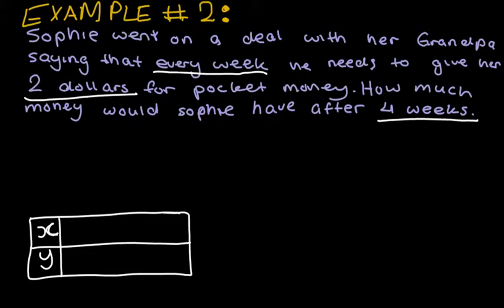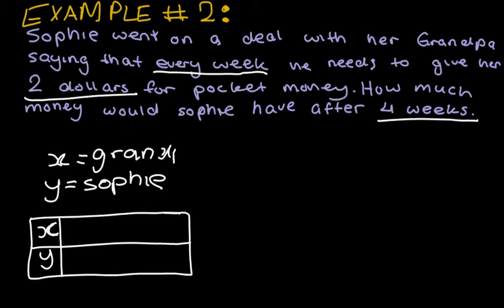Okay, now, if you've done that first, we need to decide who we should make x and y. In this situation, Sophie would be y and grandpa would be x. Now, because it says 4 weeks, we will put in 4 columns: 1, 2, 3, 4.